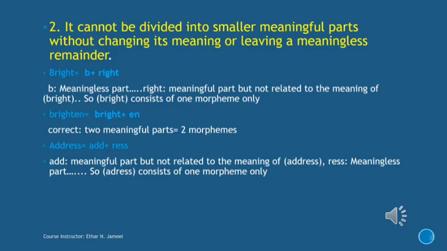I can assume that this word consists of 2 parts, be and right. If I say so, the word consists of 2 parts, be and right. Be is a meaningless part. It doesn't have meaning. Be. Right is a meaningful part, but its meaning is different from the word bright.